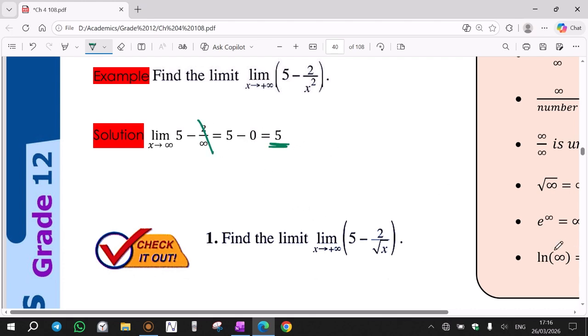5 minus 0 is still 5. This question, if it's asking to find the horizontal asymptote of this function, we just do the limit, and the result of the limit is 5, so y equal to 5 is the horizontal asymptote.